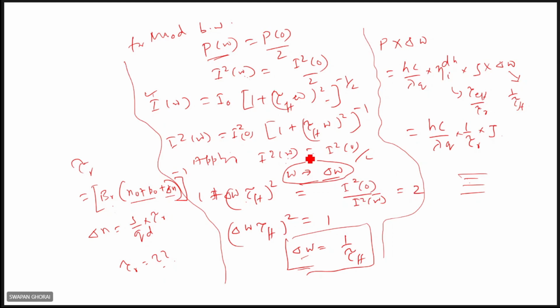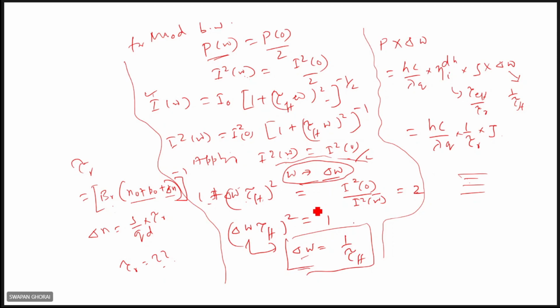You see, I square 0 by I square omega is 2, the half power point, right? At this point, delta omega into tau effective square will be 2 minus 1, that is 1. And half power bandwidth delta omega will be 1 upon tau effective. That means it is inversely proportional to the effective carrier lifetime, tau effective.